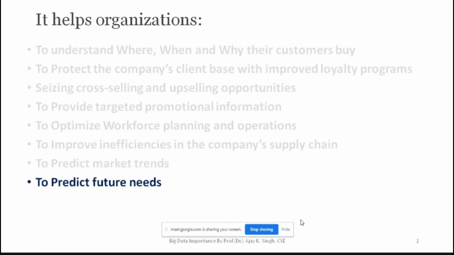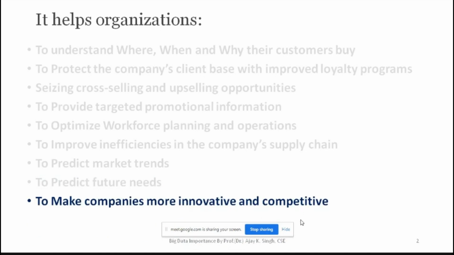Now, coming to your prediction of future needs. The moment you are going to find the market, and you are going to go for future need, what would be the future need for that particular customer? Fine, it is customer oriented. So any doubt till now, beta?